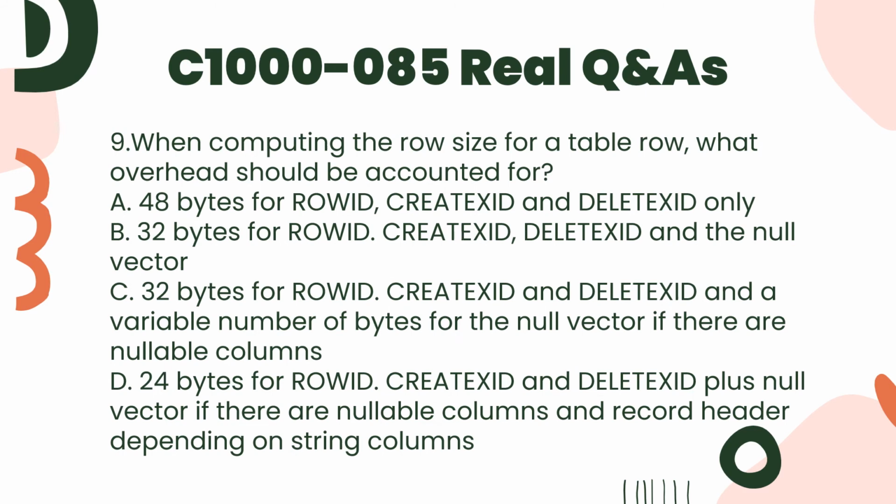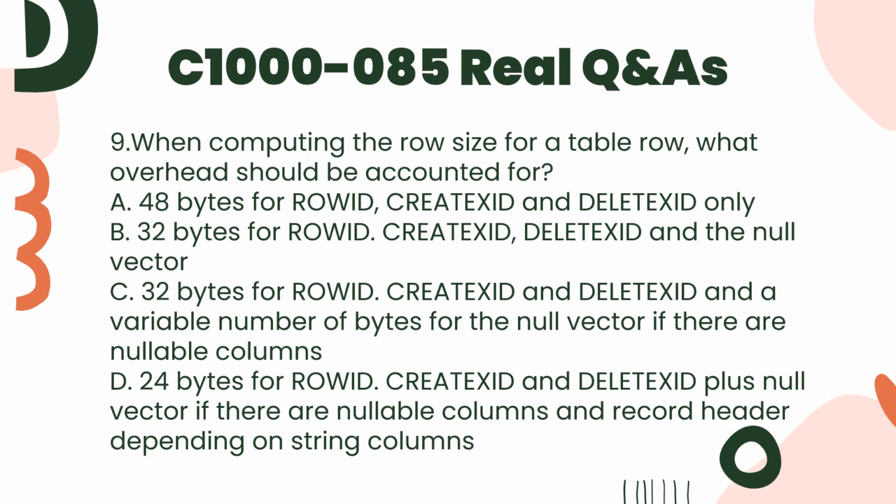9. When computing the row size for a table row, what overhead should be accounted for? A. 48 bytes for ROWID, CREATEXID and DELETEXID only. B. 32 bytes for ROWID, CREATEXID, DELETEXID and the null vector.